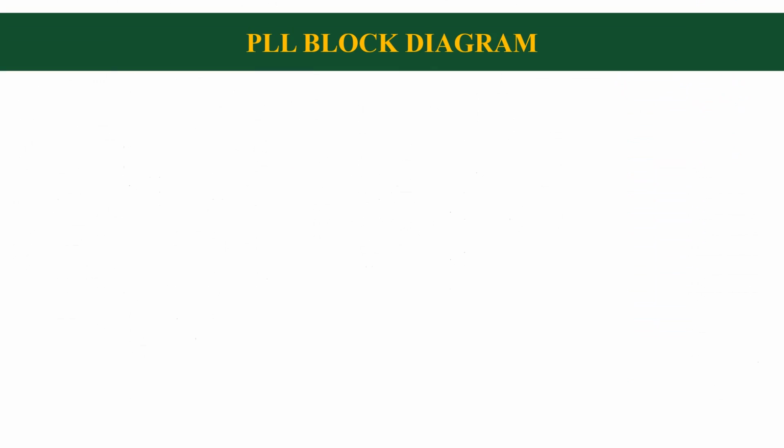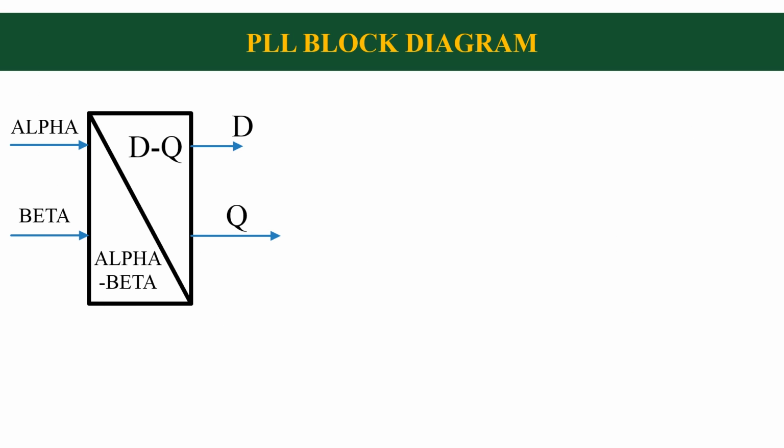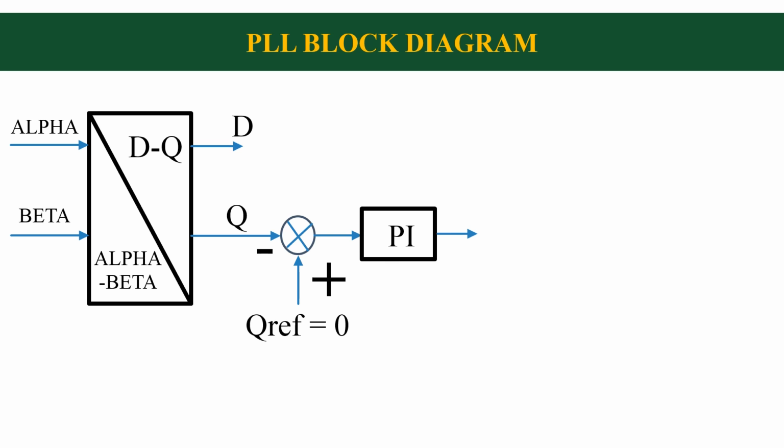To implement the PLL, first we convert the alpha beta signals into DQ signals. Now set up a control system at the Q output. Find the error between Q and Q reference. Set Q reference as 0. Now this error is fed to a PI controller. The output of the PI controller will give the angle information.